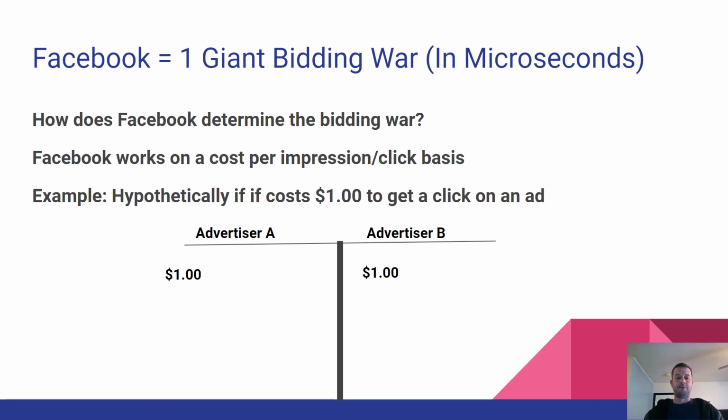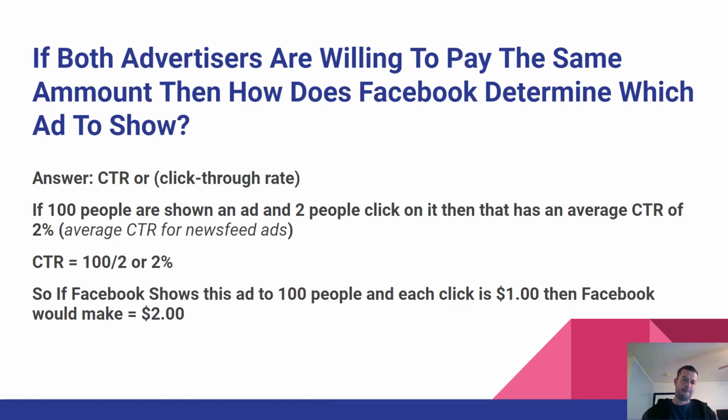So let's start with some examples. We're going to use advertiser A and advertiser B. Hypothetically, let's say they're both getting charged about $1 a click. Now, how does Facebook determine which advertiser gets to have the ad show up? Well, that comes through a term called CTR, or click-through rate.